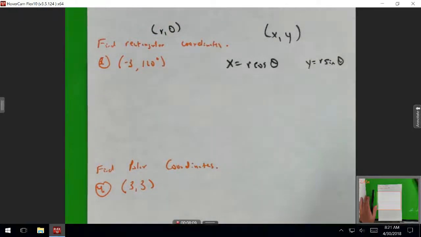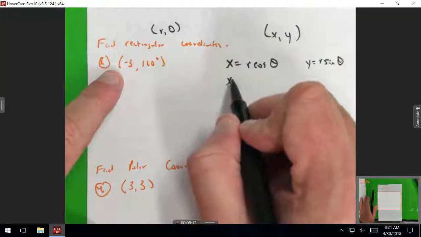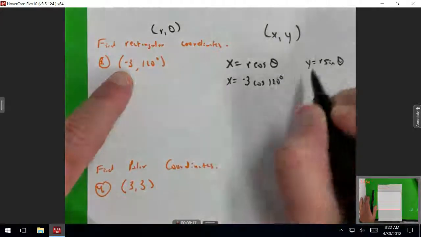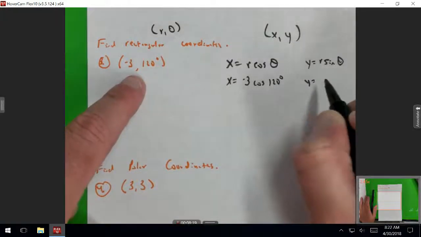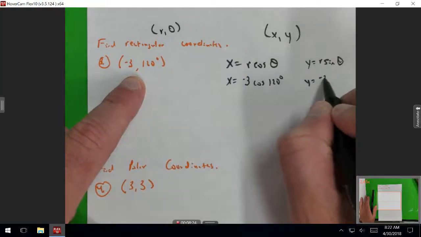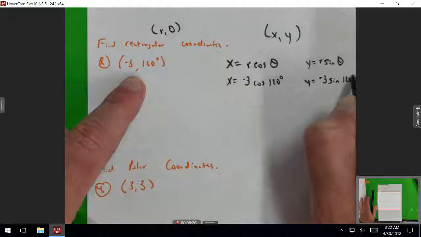You're not going to have all these formulas. You've got to learn these formulas. Alright, so x equals, my r value is -3, cosine of 120. Y equals, are we not doing announcements? They're messed up. Oh. Y equals -3, sine of 120.